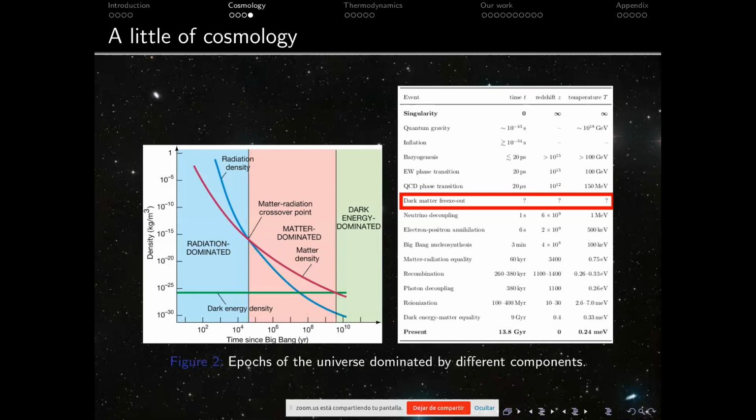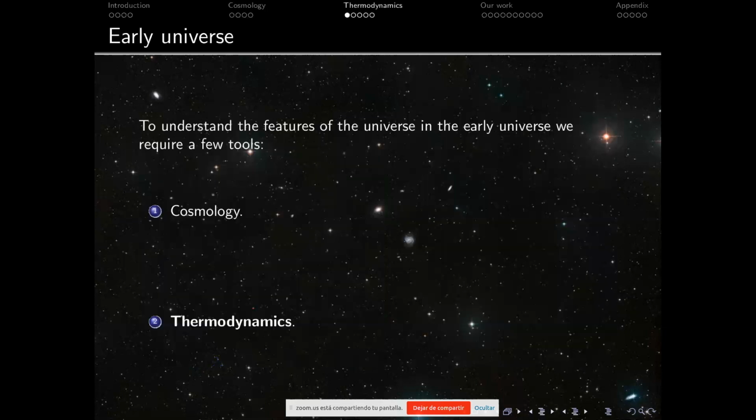So these are the elements of cosmology that we are going to deal with. Is there any question so far? If you have any question, please interrupt me.